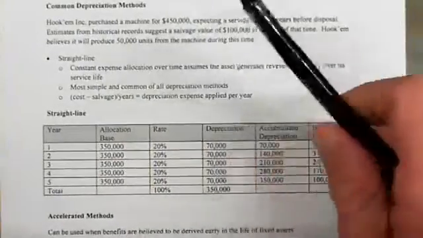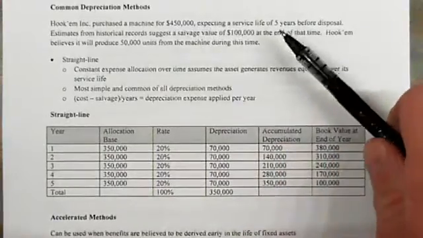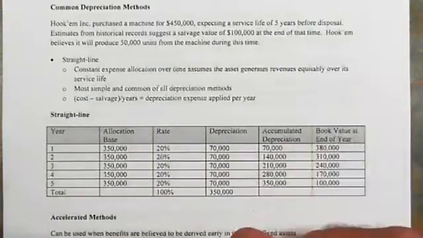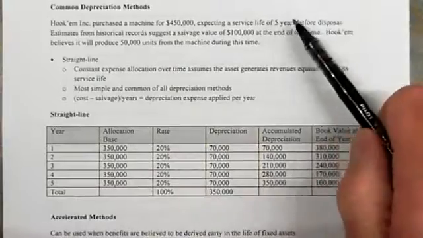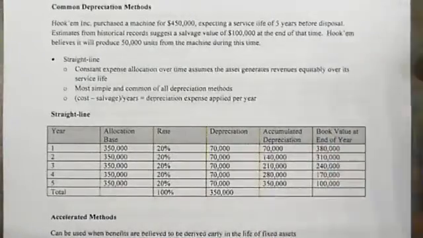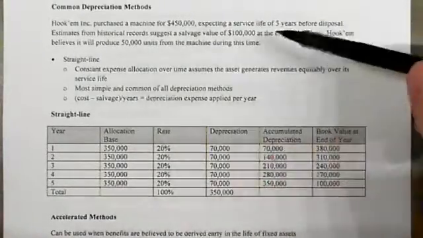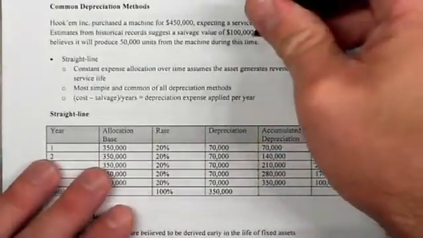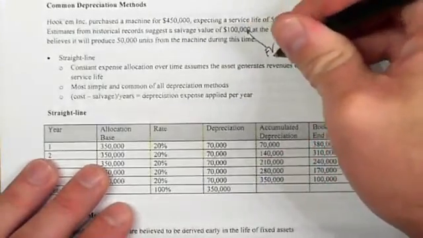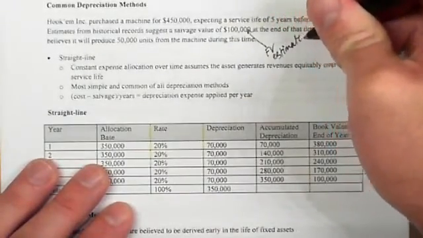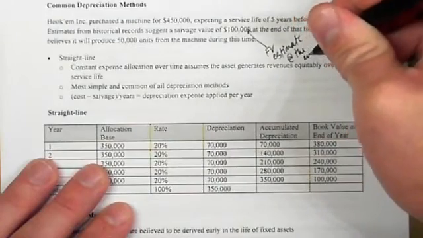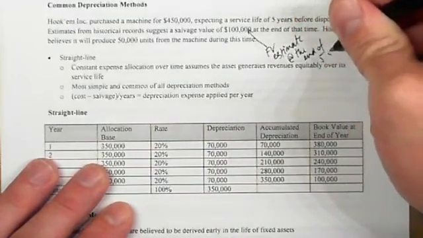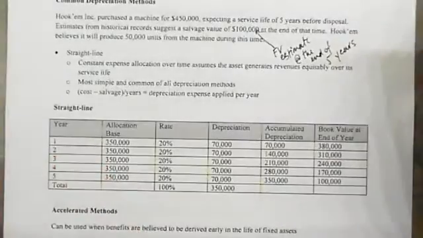I'm going to say that we have a $450,000 machine with a useful service life of 5 years before we're going to dispose of it. That means that we're going to generate revenues for 5 years. That's our estimate. We estimate that we're going to have a salvage value of $100,000 at the end of that time. So remember, this is, again, the fair value estimate at the end of 5 years. Occam believes it'll produce 50,000 units from this machine during this time. That's going to be for the activity-based method.